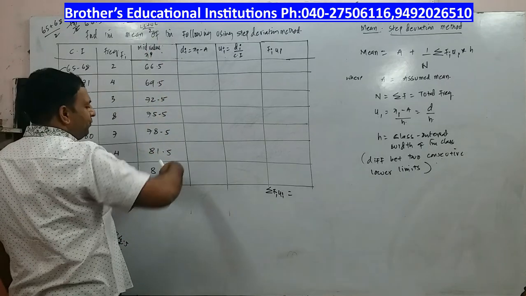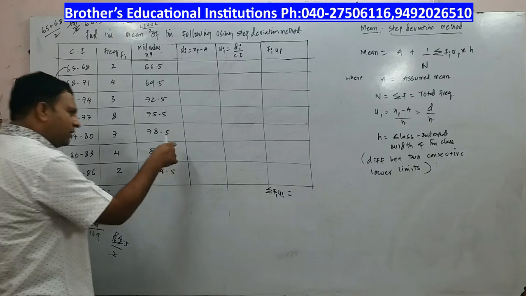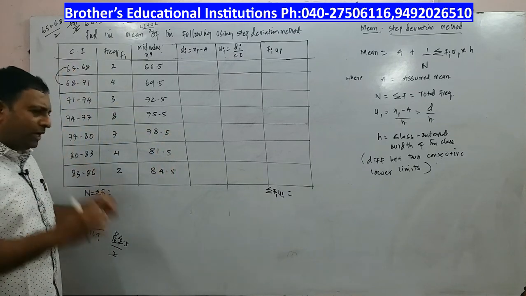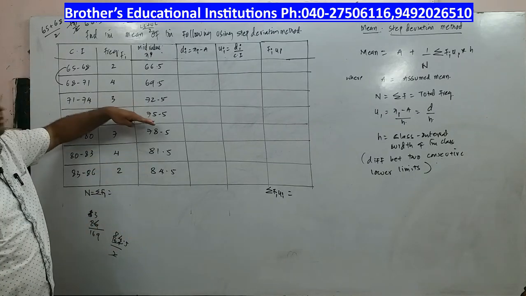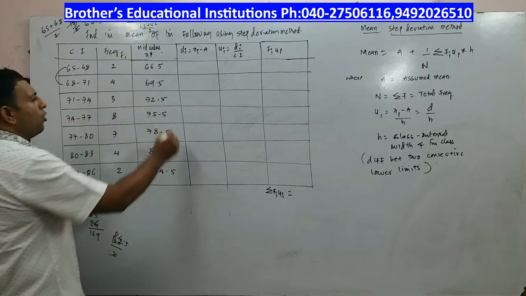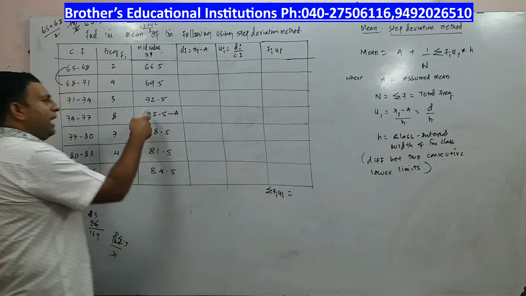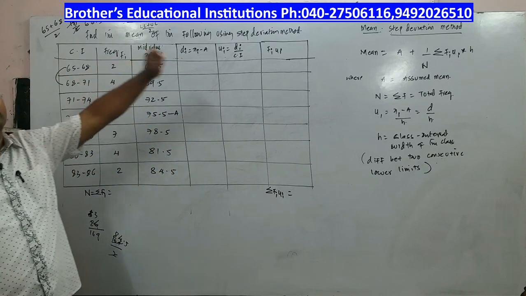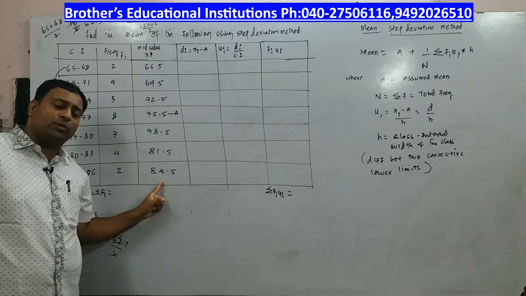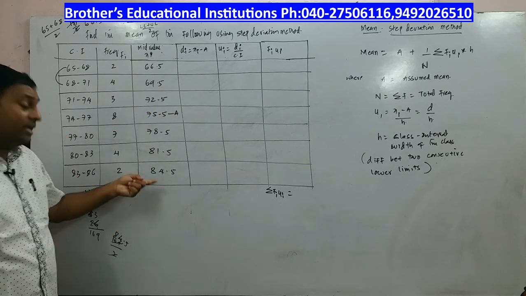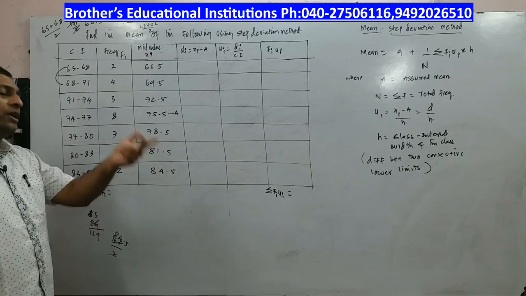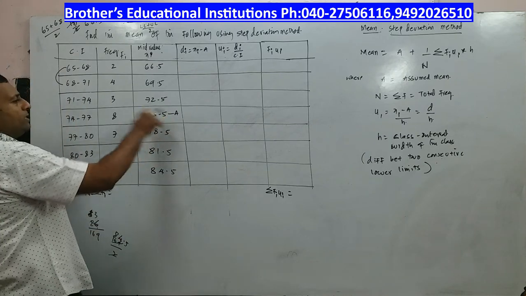In between, you can take this also as assumed mean, this also as assumed mean. Anything can be taken as assumed mean, but generally we consider the one which is at the center. So I will go with 75.5 and I will take the center one as assumed mean. Even if I take the first one or the last one as assumed mean, I am going to get the same answer. You can pause the video, or after the problem is done, you can verify, and if any doubts are there, you can ask. Alright, so I will assume this as A.